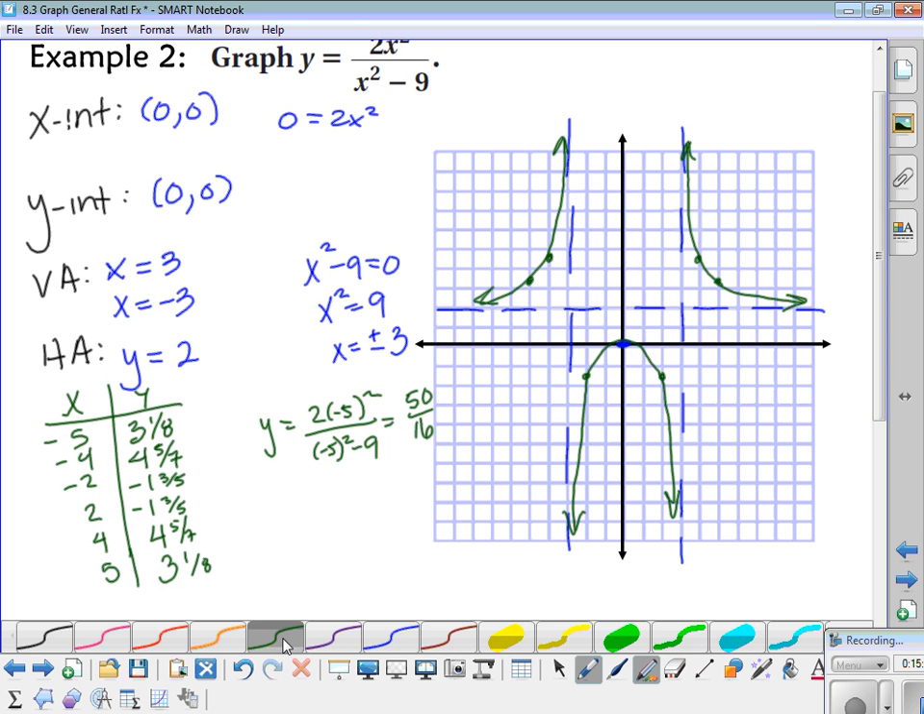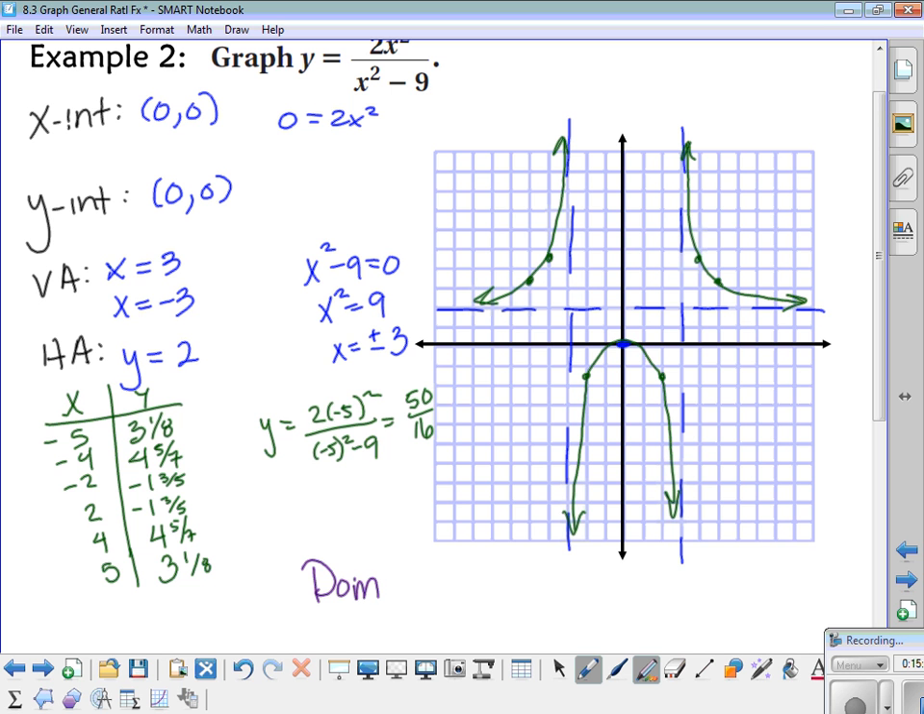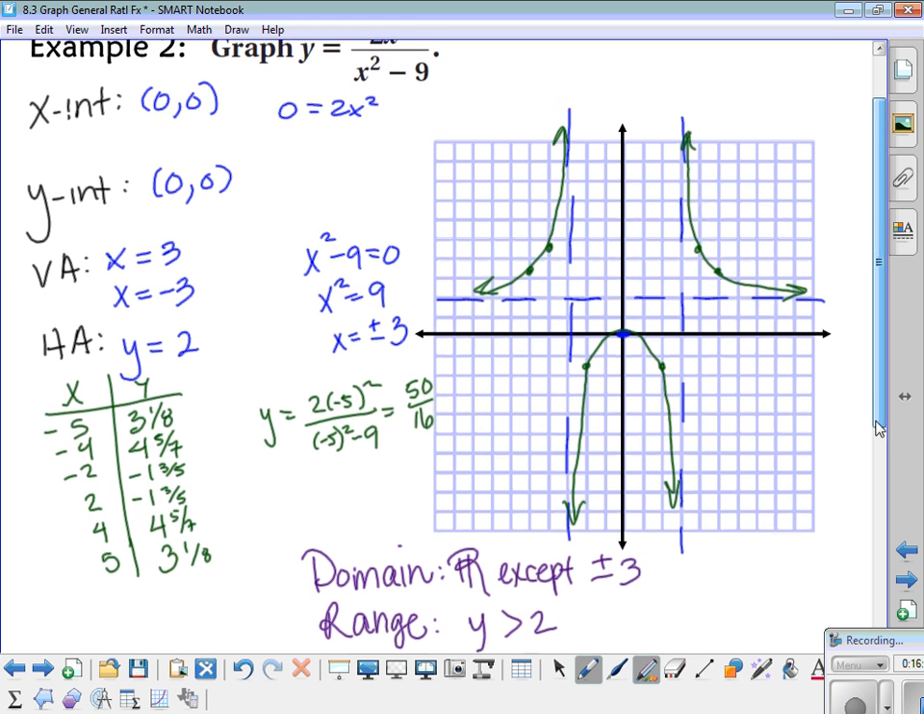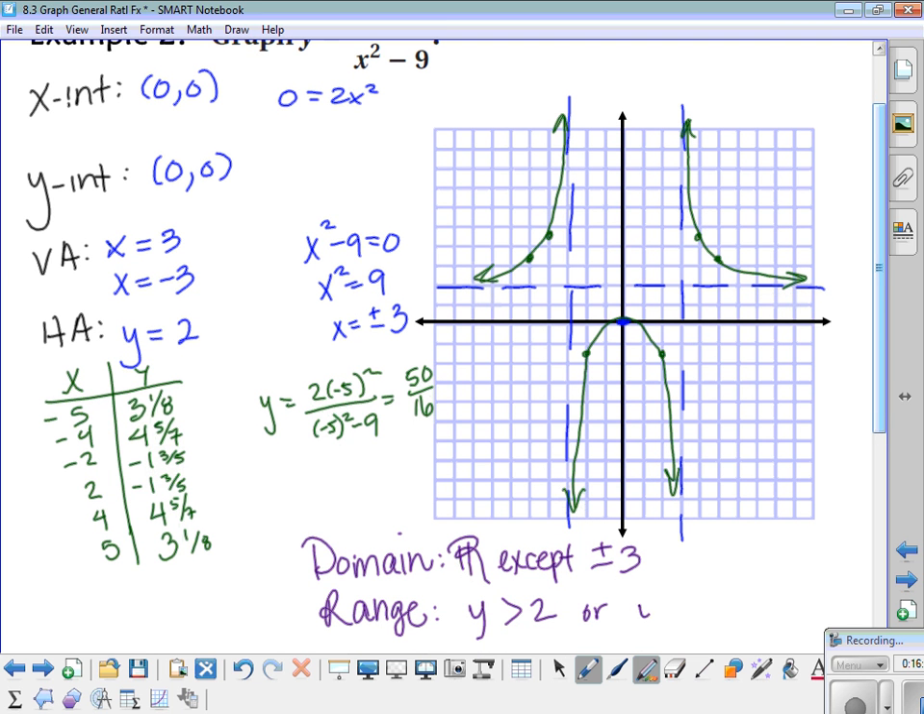So my domain, it's all real numbers except what? I can't have the positive or negative 3, right? So it's going to be all real numbers except for plus or minus 3. And then my range, the range is kind of funky on this one. y is greater than 2, or y is less than or equal to 0. So there's a gap in the range there.